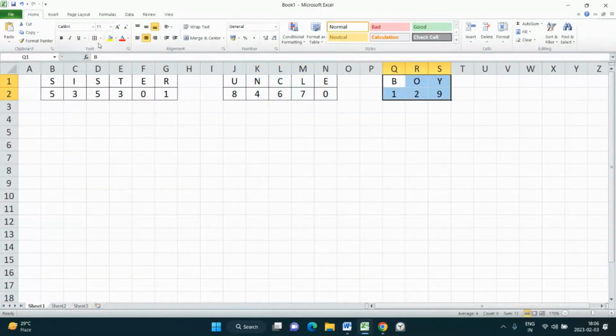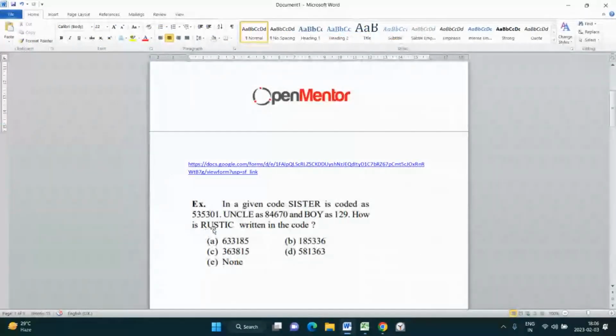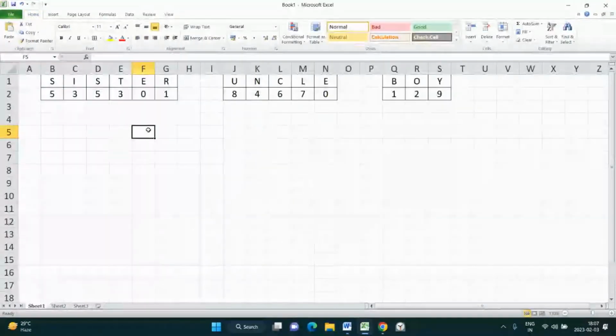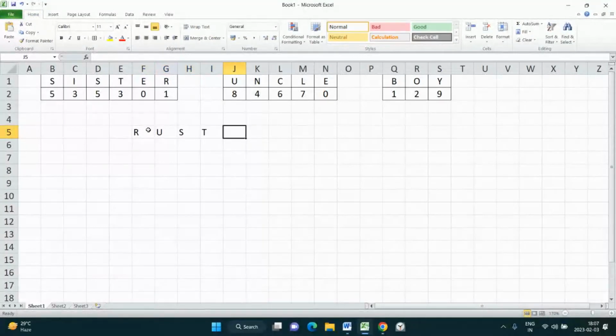Now they are asking us to code RUSTIC. How is rustic written in the code? In a given code, sister is coded as 535301, uncle as 84670, and boy as 129. You have to find out whether it falls under one of the options. Rustic is what we are supposed to find out.